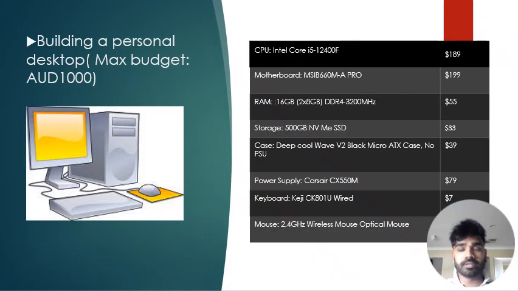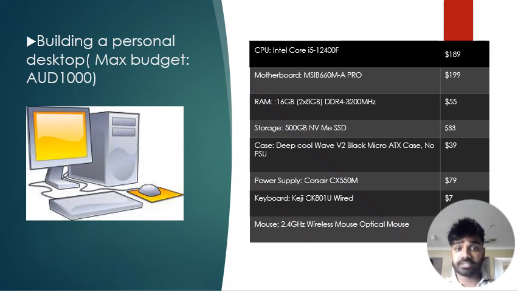We were told to build a personal desktop under the budget of 1000 Australian dollars. The table shows the list of components and prices used to build. It only cost $705.98 to complete this personal desktop.